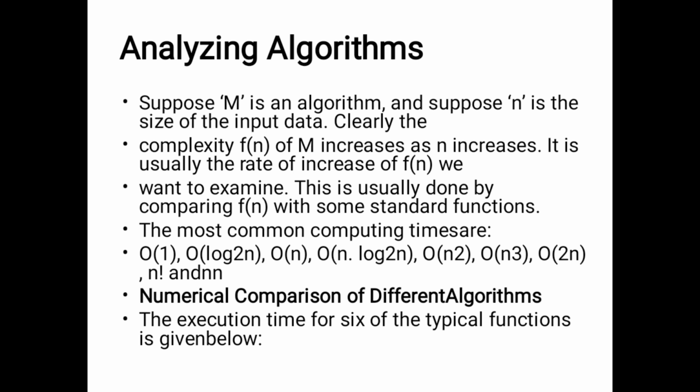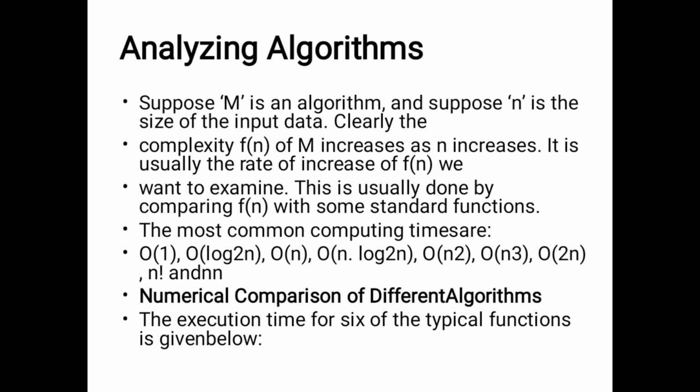Here are the most common computing time types. First we start with constant, next big O of log 2 n, big O of n, big O of n log 2 n, big O of n square, big O of n cube, and big O of 2 power n. Then exponent, and first we calculate the factorial. Here we take some functions. Time complexity is classified into some functions. It is also called frequency count.